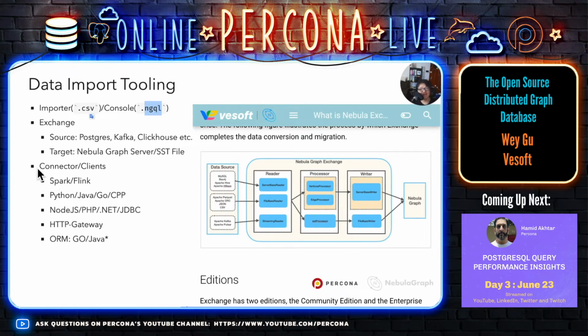We also have a bunch of different clients and connectors, like the Spark connector, Flink connector, and different languages, etc. Now we have two ORMs, for Java and Go. And recently, we had the Spring integration open sourced by one of our community users.